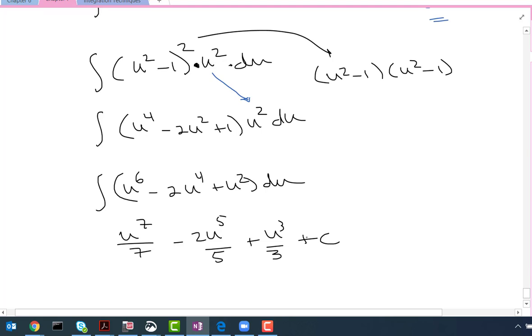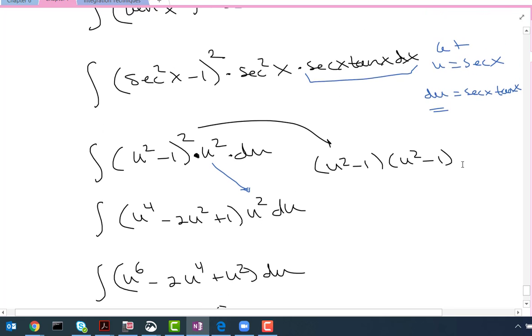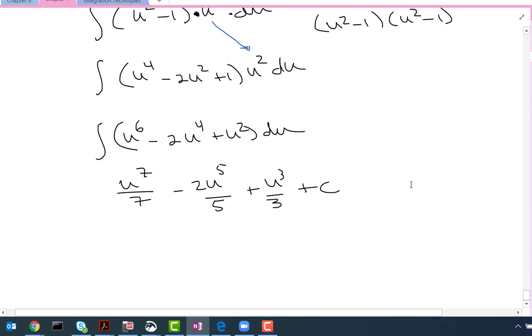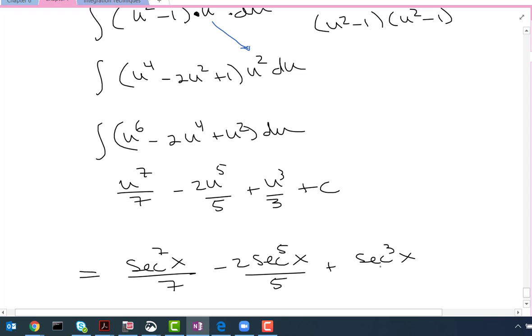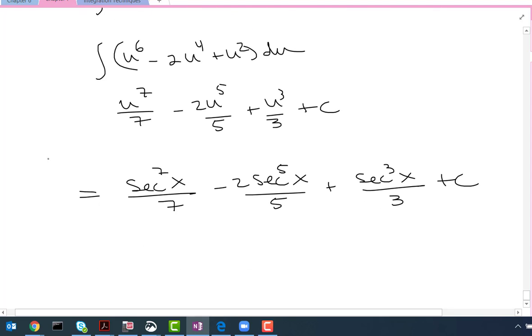And what was u? U was secant x. So let's put it in. So this will become secant to the 7th x over 7 minus 2 secant to the 5th x over 5 plus secant cube x over 3 plus c. If you want to get fancy like we did before, get a common denominator and factor out the smallest, which in this case will be secant cube, you can do that, but you can also just end here and be done.